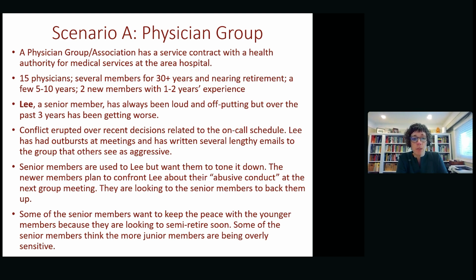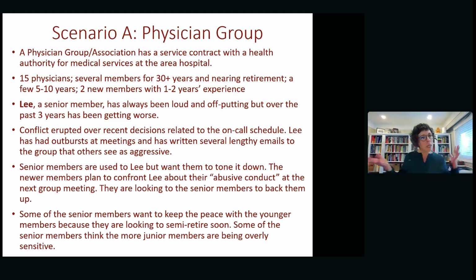Some of the senior members of this group want to keep the peace with the younger members because they're looking to semi retire soon, and they want to keep their relationships with these younger members, who are less advanced in their career positions. They want to keep good relationships. But some of those senior members also think the more junior members are being overly sensitive. So this is the scenario.